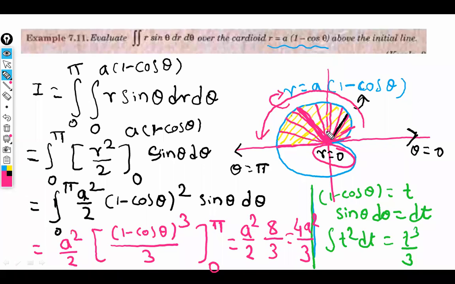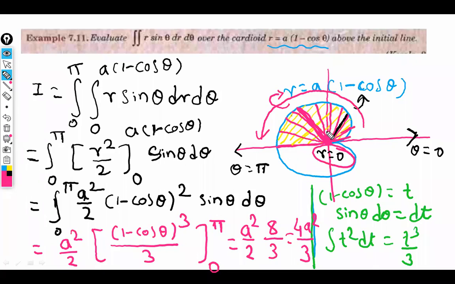Sir, wouldn't it be 8 minus 1? Pardon? In the final step, wouldn't it be 8 minus 1? Because from pi we get 8, and then for 0 it is 1. When we put pi, cos pi is minus 1, minus minus is plus 1, so 1 plus 1 is 2, then 2 cube is 8. And when we put 0, 1 minus cos 0 is equal to, oh, sorry, my bad.